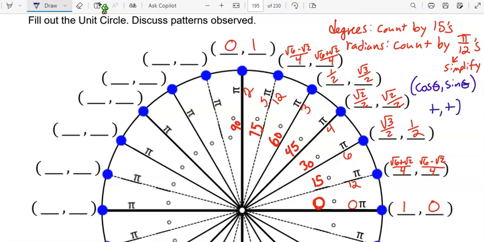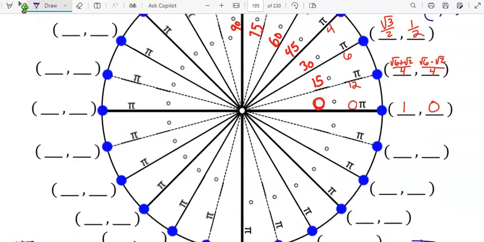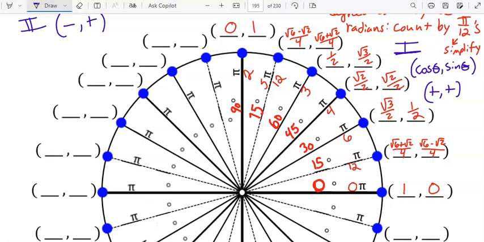Both x and y are positive in this quadrant, quadrant 1. In quadrant 2, we have negative, positive. In quadrant 3, we have negative, negative. And then in quadrant 4, we have positive, negative. Continue skip counting by 15s for degrees and pi over 12s for radians, and then reflect the x and the y for each of the other quadrants.